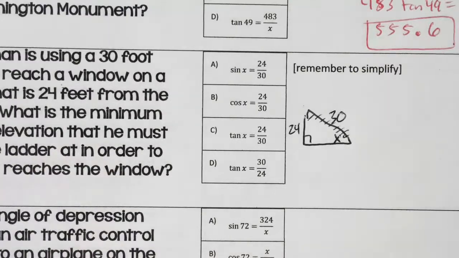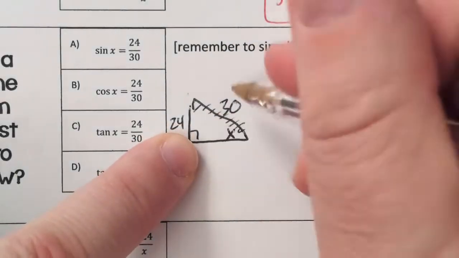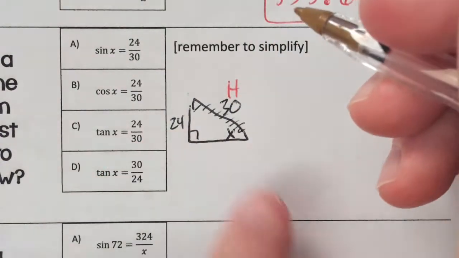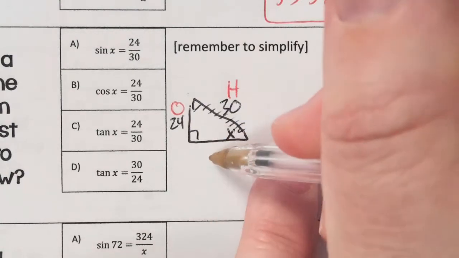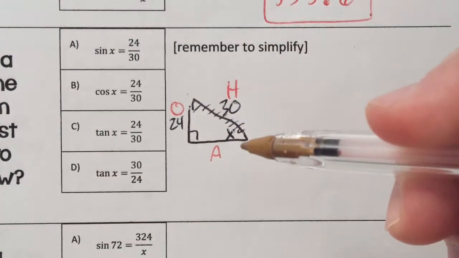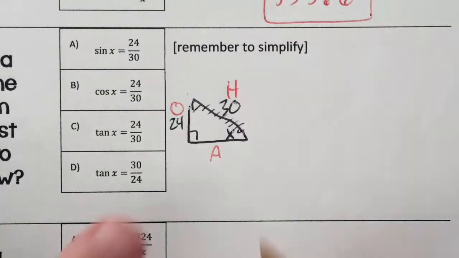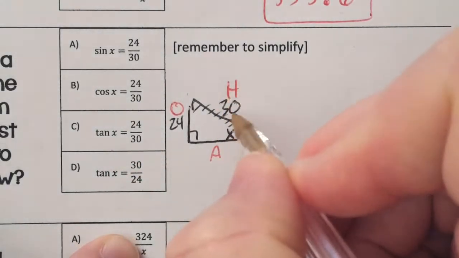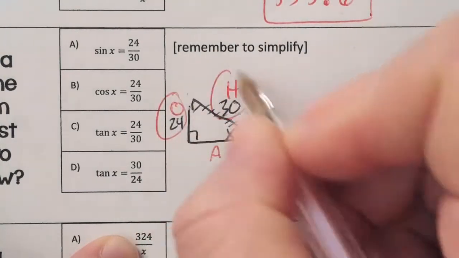All right, so on number 2, label HOA. Put your finger on the 90, the one side you're not touching is H. Put your finger on the theta, that's the angle, the one side you're not touching is O, and the leftover side is A. Now that we have that, what two sides are we touching? H, O, or A? We're touching O and H.